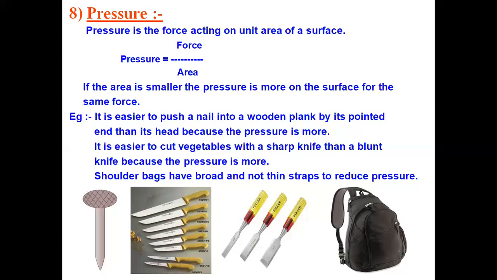One more example: the shoulder bags you carry have broader straps. The bags we carry on the shoulder have broader straps and not thin straps to reduce the pressure on the shoulder. There is a reason behind it. Here you can see that broader straps are there even with your bags because you have to carry much of the load of the books. Broader strap means more area and less pressure will be exerted on the shoulders.